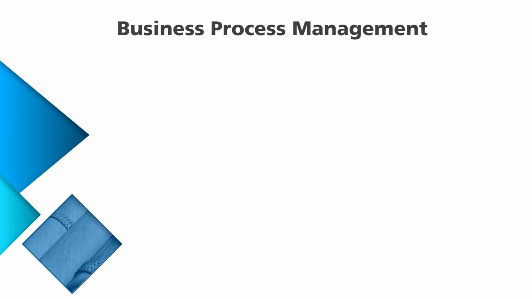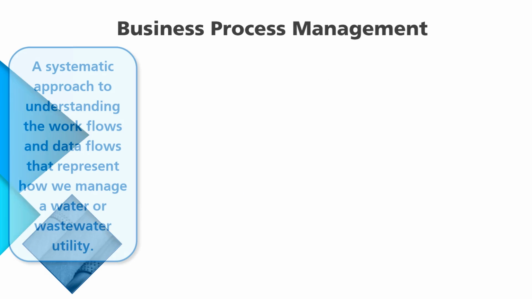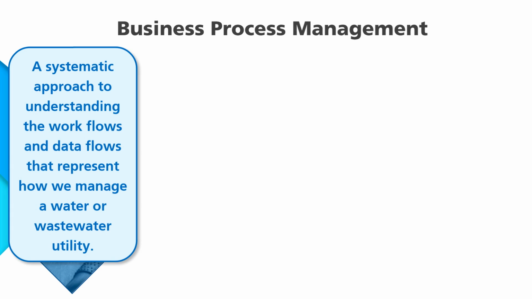Business Process Management. Business process management is a systematic approach to understanding the workflows and data flows that represent how we manage a water or wastewater utility. Business process management considers both people and technology as resources that can improve organizational performance through the delivery of increasing value to all stakeholders in a water sector enterprise.